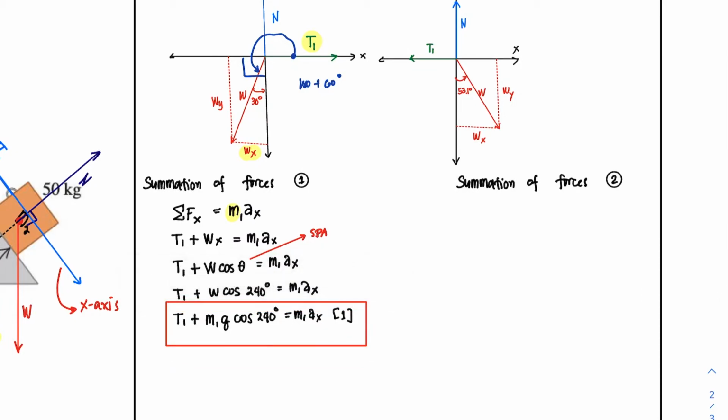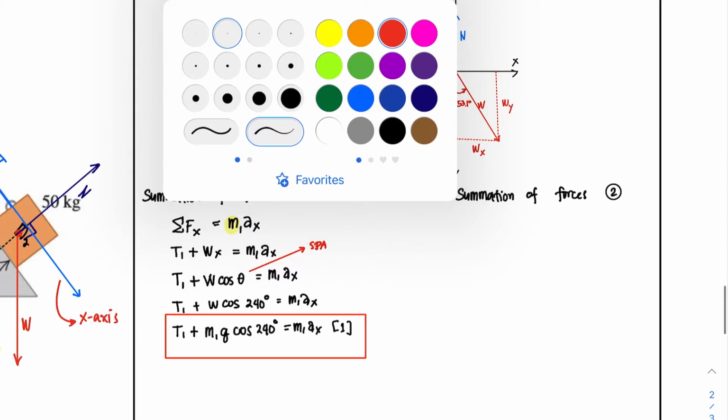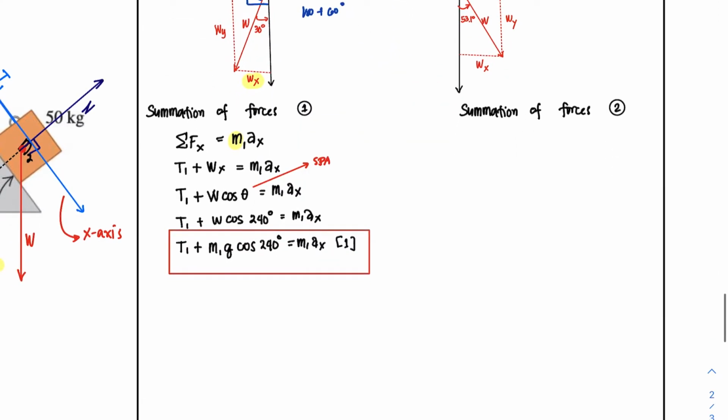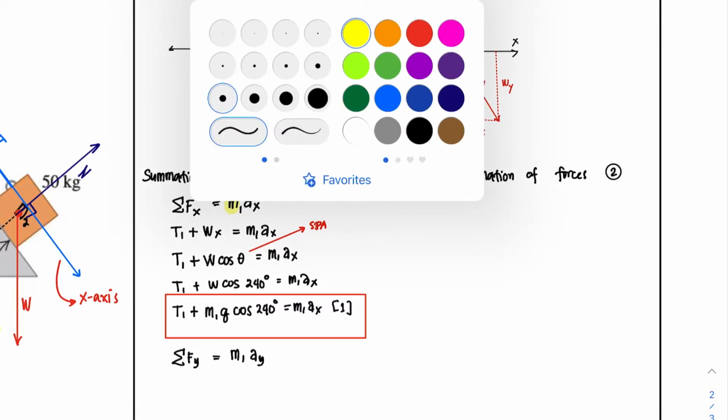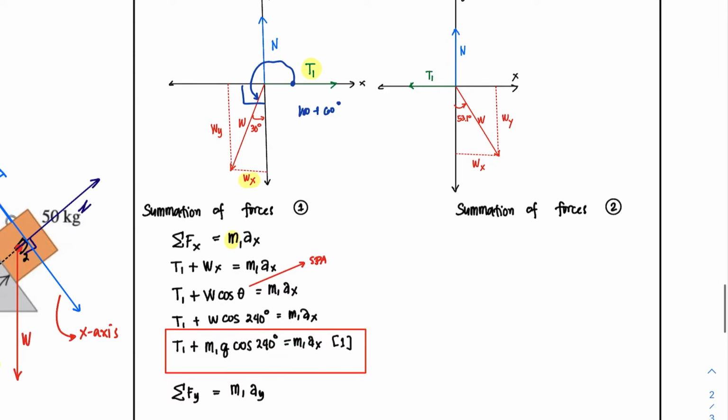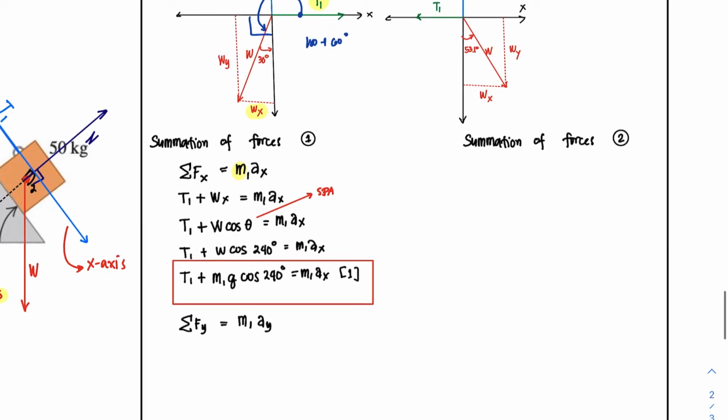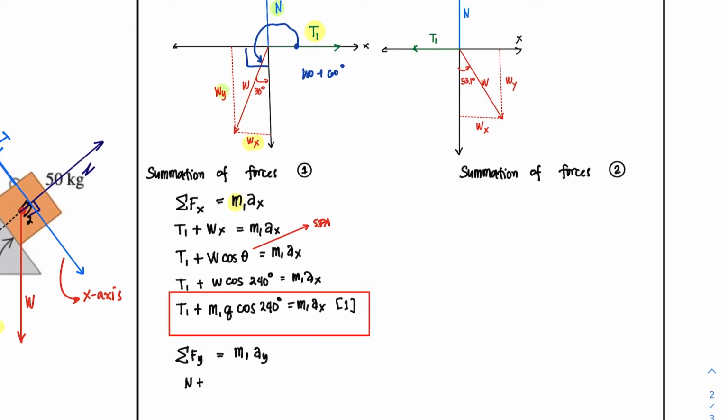All right. Now for the summation of the forces along the y-axis, we do the same drill. We take the sum of the forces along y is equal to, of course, still m1 times the acceleration along the y-axis. So what are the forces that you can find along the y-axis from your free body diagram? Firstly, you have your normal force, which is directed upward, so that should take a positive sign. So N. And then what is the other force? Clearly, you have the y component of weight on the y-axis. So you have just plus Wy.